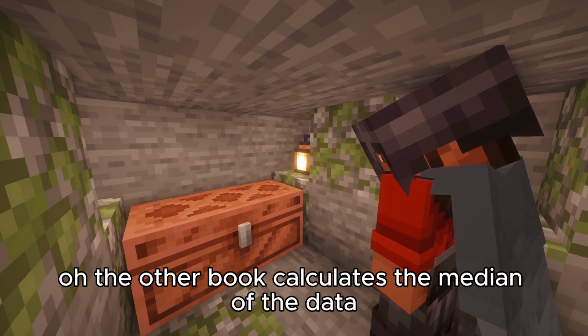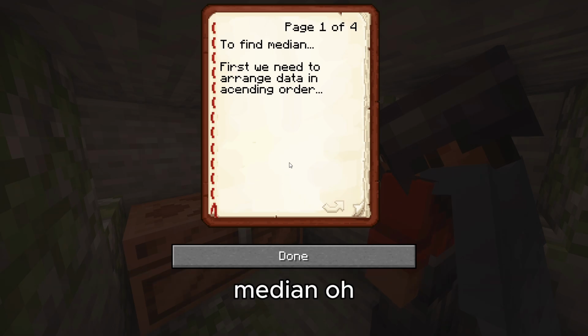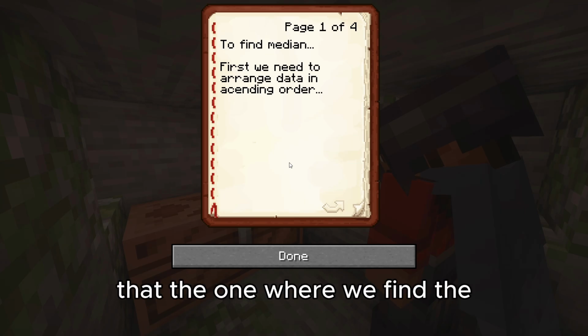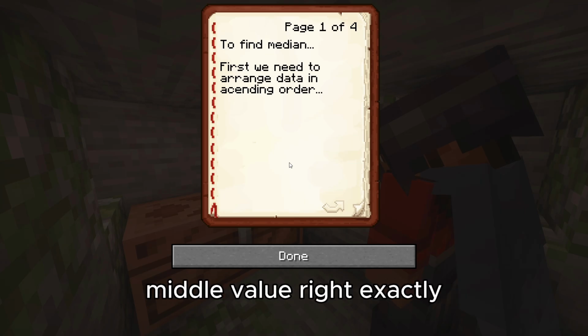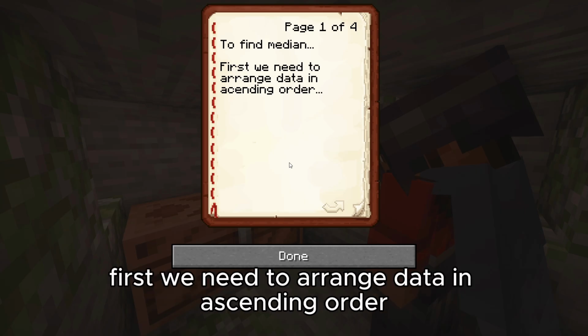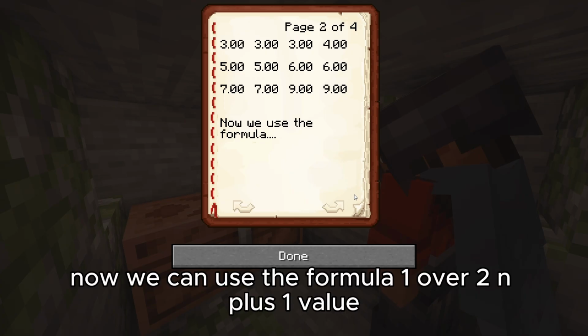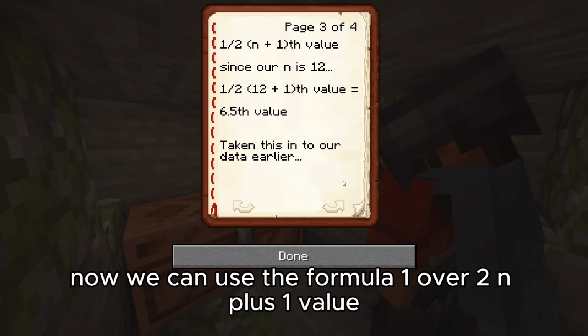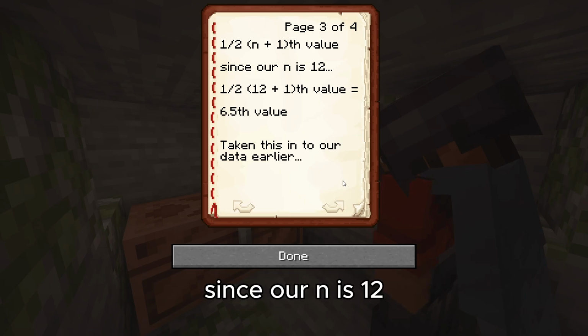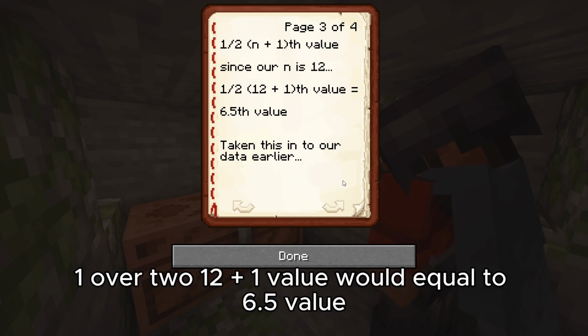Oh, the other book calculates the median of the data. Median? Oh, that's the one where we find the middle value, right? Exactly. To find the median, first, we need to arrange the data in ascending order. As you can see, the data is now arranged in ascending order. Now, we can use the formula 1/2 (n + 1) value. Since our n is 12, 1/2 (12 + 1) would equal the 6.5th value.